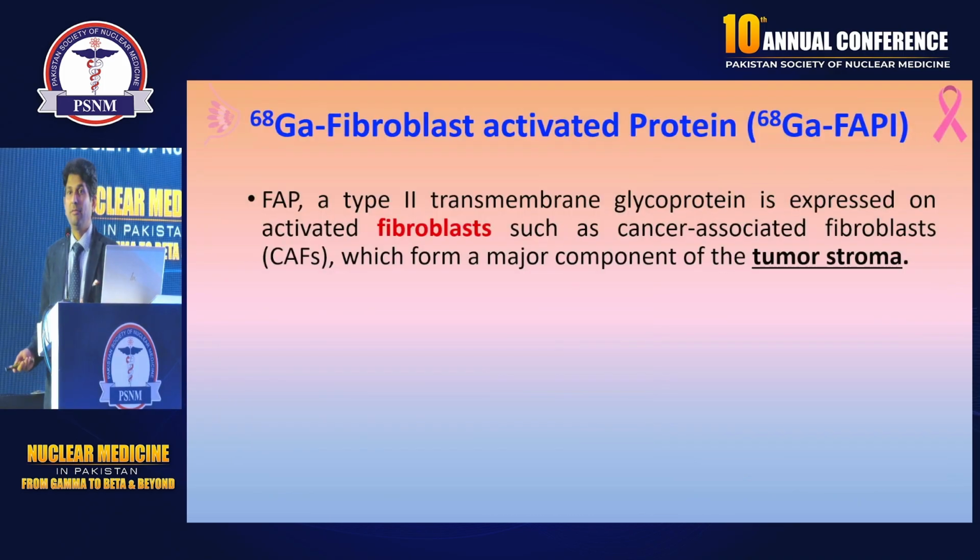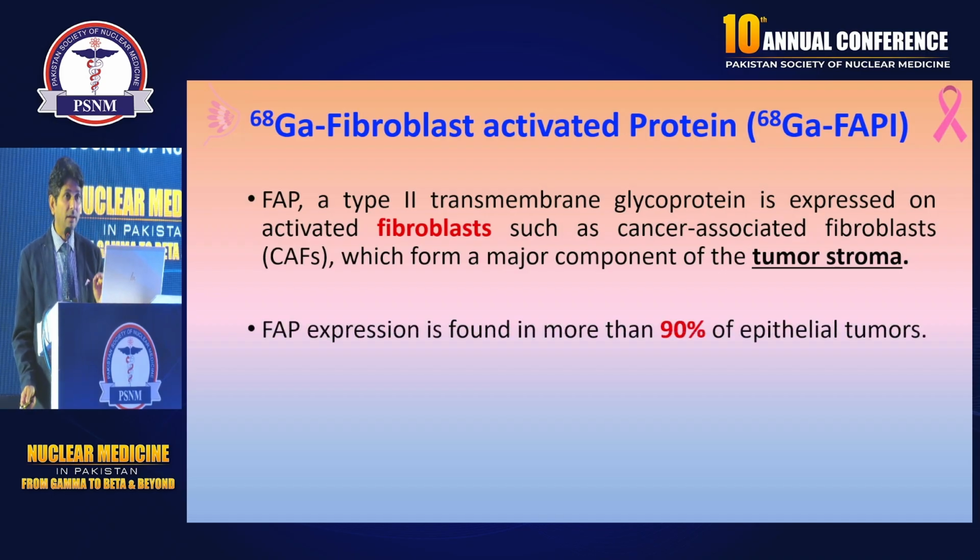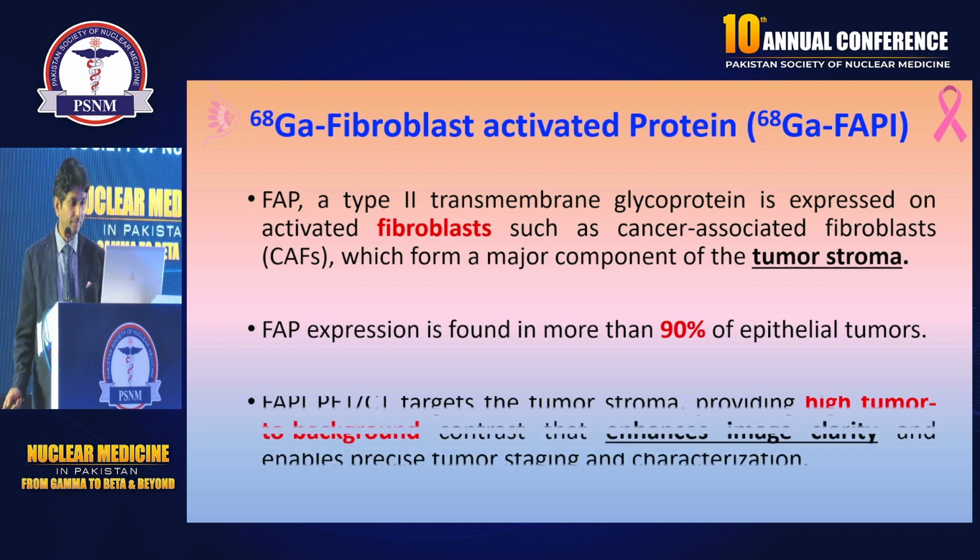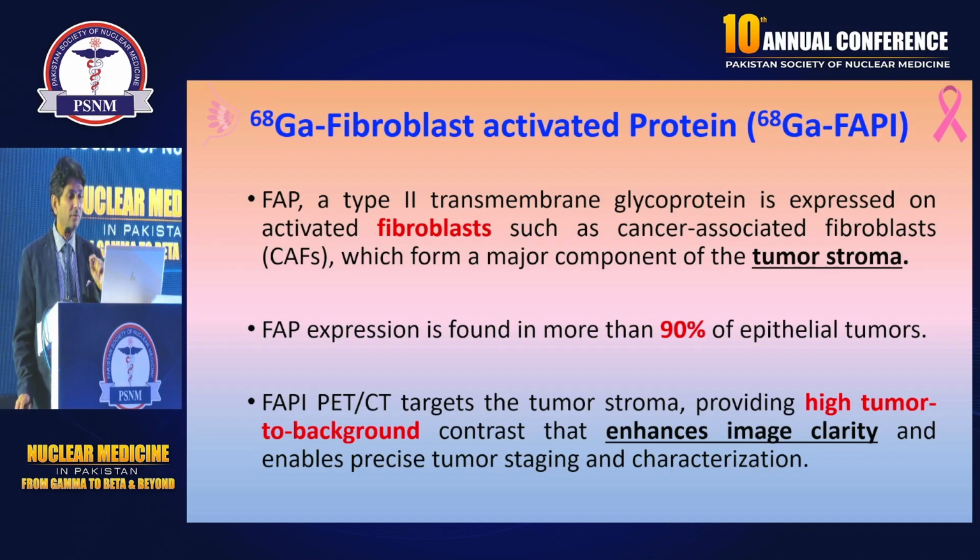The third very promising tracer is fibroblast activation protein inhibitor, FAPI. FAP is a type 2 transmembrane glycoprotein. It is expressed in fibroblasts such as cancer-associated fibroblasts, which form the main component of tumor stroma. And this FAP expression is seen in 90% of epithelial tumors. FAPI targets the tumor stroma, providing a high uptake and high tumor-to-background ratio, and enhances image clarity, enabling precise tumor staging and characterization of these tumors.